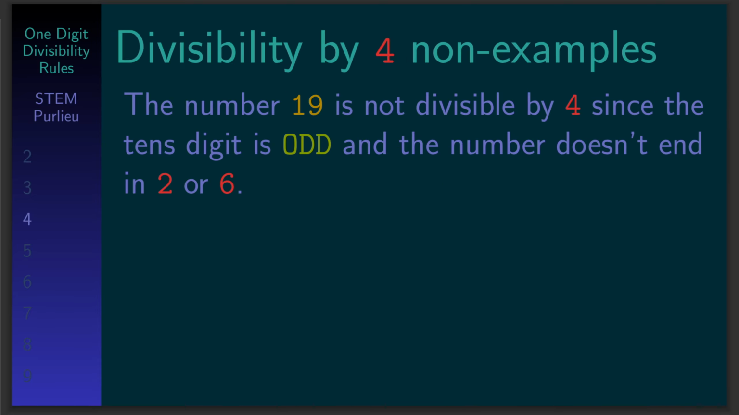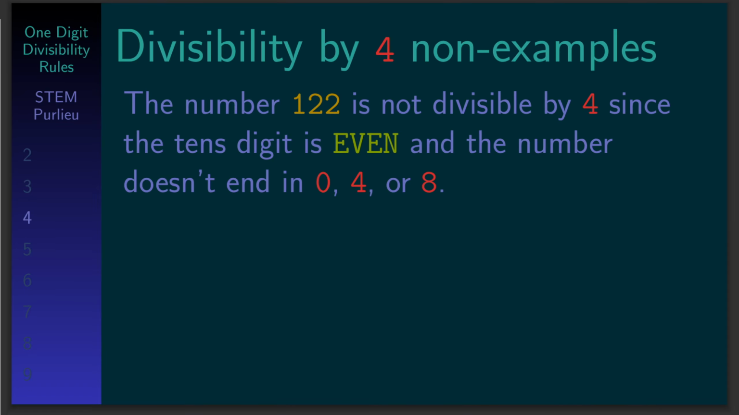Now let's consider numbers which are not divisible by 4. The number 19 is not divisible by 4 since the tens digit is odd, and the number does not end in 2 or 6. The number 122 is not divisible by 4 since the tens digit is even, and the number doesn't end in 0, 4, or 8.